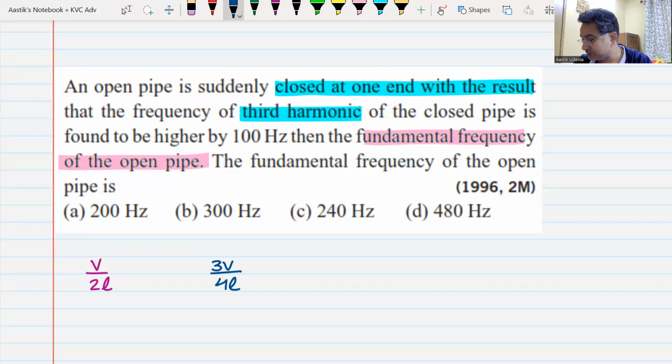The third harmonic is higher than the first harmonic by 100. Yes or no? Yes, sir. From there you will get the value of V by L. Once you get the value of V by L, you can find out the value of V by 2L, which is the first harmonic. Yes or no?